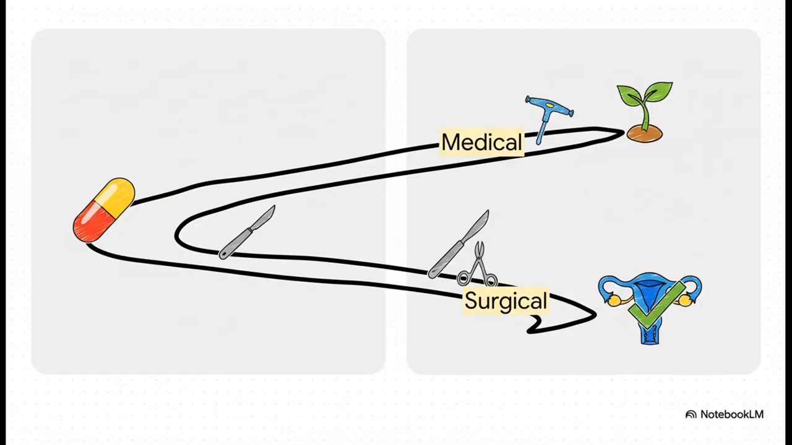Broadly speaking, we can split our management options into two main pathways: medical and surgical. Medical therapies are almost always our first line, especially if the patient wants to preserve her fertility. We start thinking about surgery if those medical options fail, if there's a significant structural problem causing the trouble, or if the patient is really just looking for a definitive final fix.